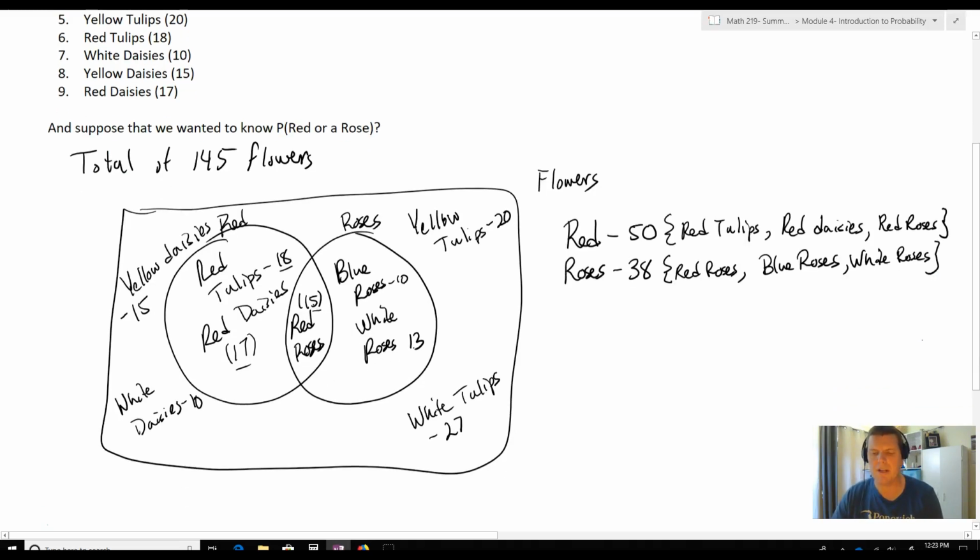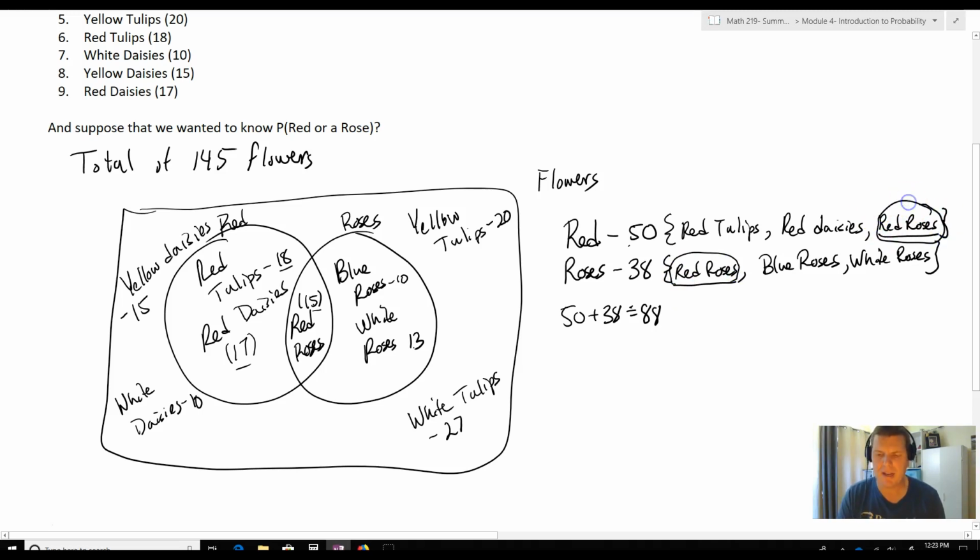Now what I want you to notice is that there are two elements that are actually in both. The red roses are in both of the groupings. What that means is that they're included in the count for red flowers and also for the roses. So if we add them up, 50 plus 38 equals 88. But the problem is that we've added in the roses twice.